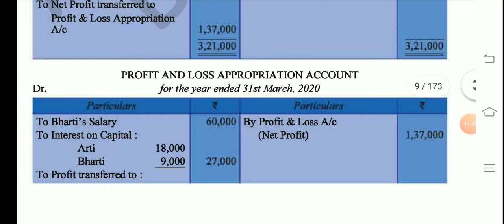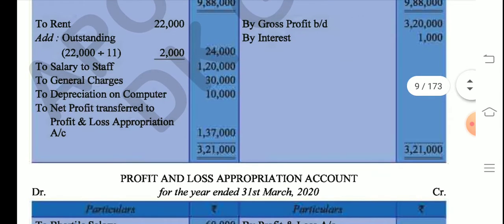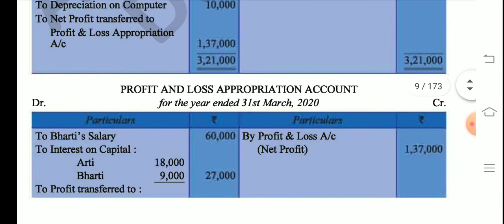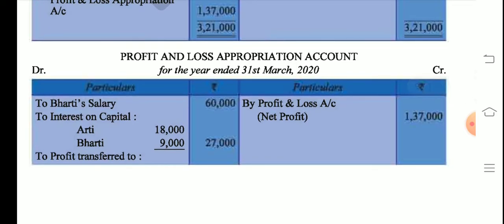So now the question had asked us to pay Bharti salary, right? So salary to Bharti as per the question. You will not calculate this on your own. It has to be mentioned in the question. So in the question it has been mentioned that salary to Bharti has to be paid 60,000. See, if Bharti had been some employee of the firm, then Bharti's salary would have been paid here in profit and loss account. But Bharti being a partner in the firm, Bharti's salary has to be paid in profit and loss appropriation account. This point is very important.